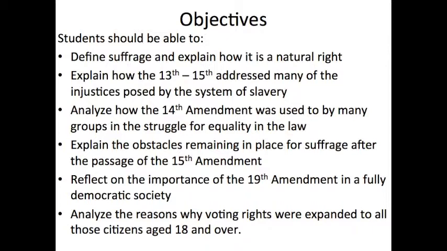I'd also like you to look at the importance of the 19th Amendment to have a fully democratic society, in which before that time, for 144 years, 50% of our population was disenfranchised or shut out from the vote. And last but not least, I'd like you to analyze the reasons why the voting rights or suffrage were expanded to all citizens aged 18 and over with the 26th Amendment.